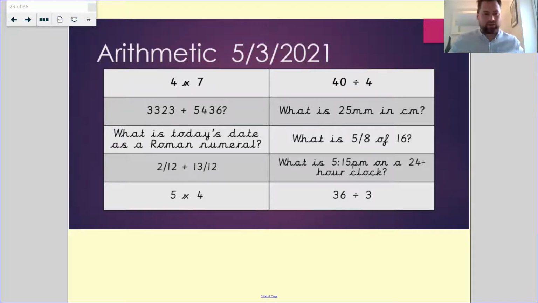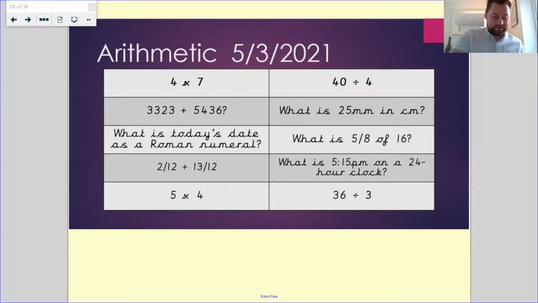And then the fractions question, 2/12 plus 13/12 is equal to 15/12. Okay, so 15/12. But if you want to write that as a mixed number, that's 1 whole and 3/12. Okay, 5 times 4 is 20. 40 divided by 4 is equal to 10. What is 25 millimeters in centimeters? So we need to divide that number by 10, and that gives us 2 centimeters and 5 millimeters, or 2.5 centimeters.